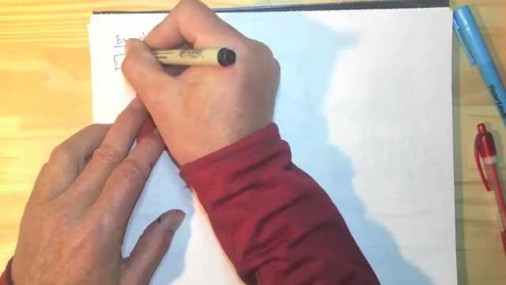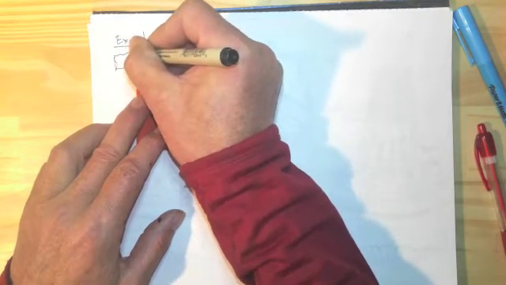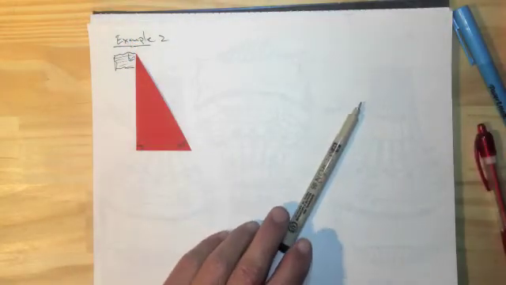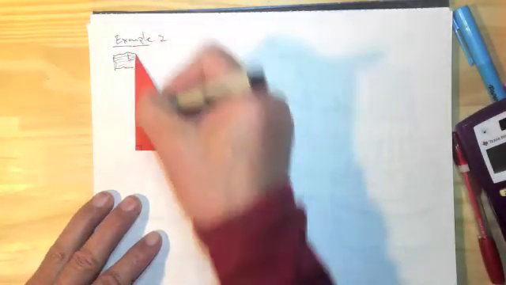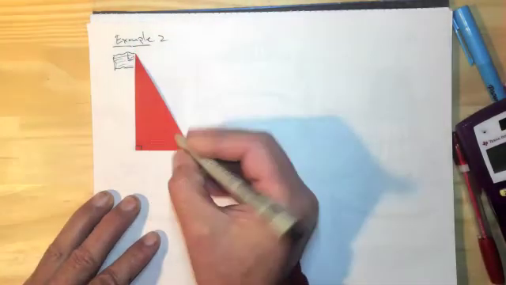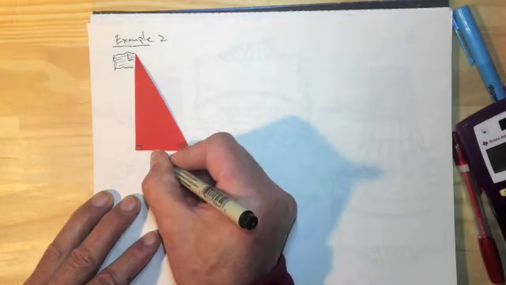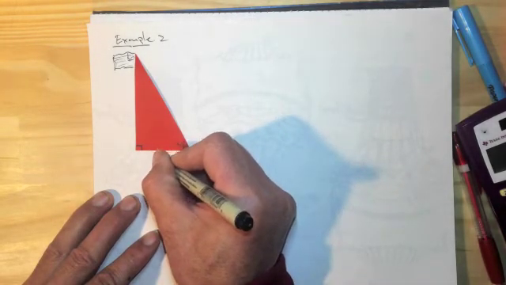And that's a flag. Maybe it's the American flag. And now we want to figure out how tall the flagpole is. So one thing we can measure is a shadow. So we'll call this the shadow. And suppose we measure the shadow is 15 feet.